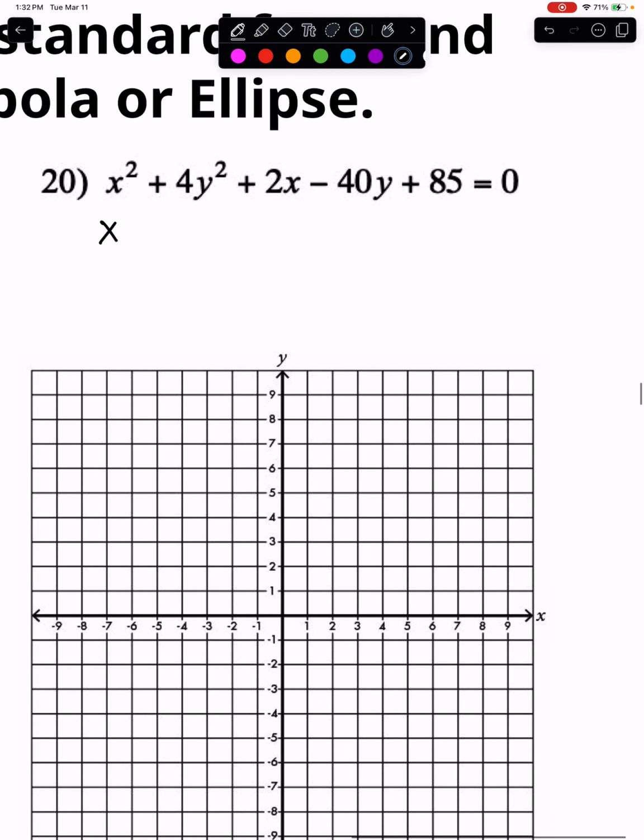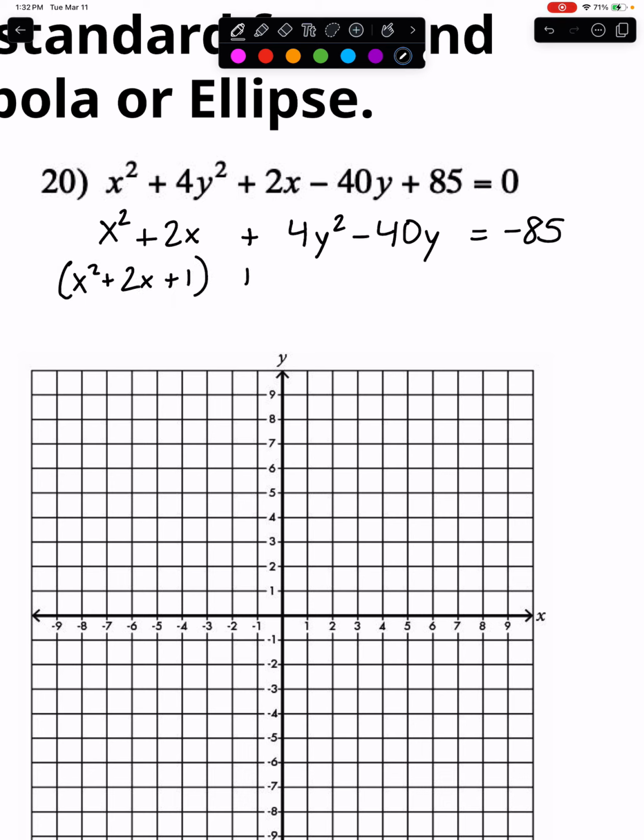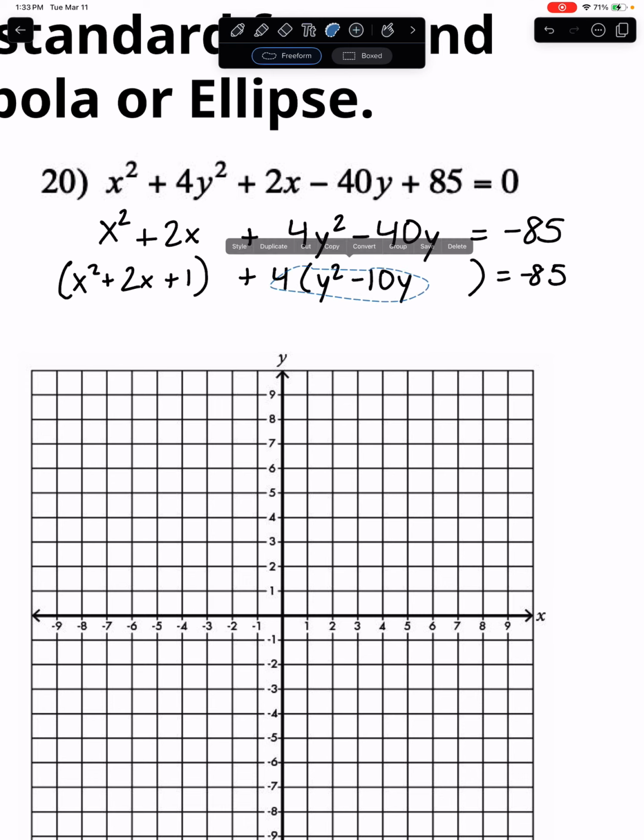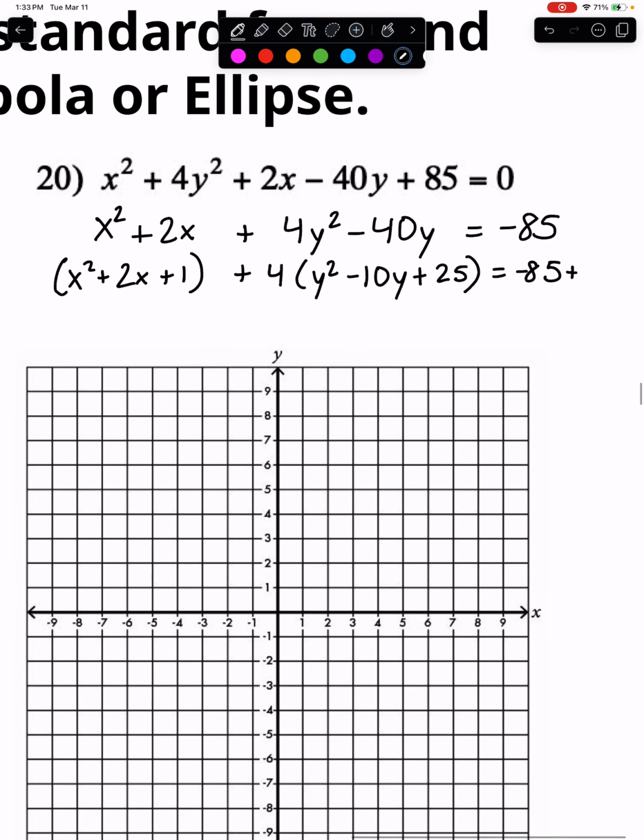So let's see. If we graph x squared plus 2x plus 4y squared minus 40y equals negative 85, then I group, right, x squared plus 2x plus 1 plus 4 times y squared minus 10y. I need plus something, right? So how would I complete this square? Let's think about that. I would divide by 2 would be negative 5. Squared is plus 25. So on the right side here, I'd be adding plus 1 and then plus 100, right?